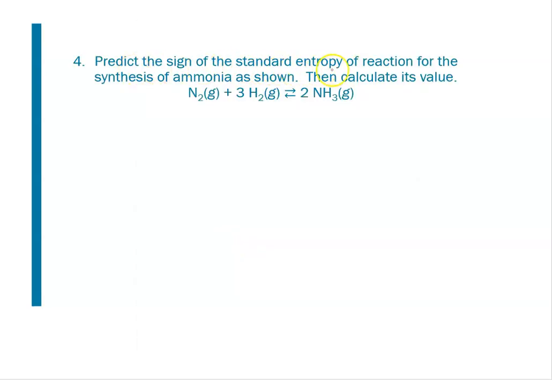It says to predict the sign of the standard entropy of reaction for the synthesis of ammonia as shown, and then calculate its value. All right, so here we're going to predict first. Everything is a gas, so let's look at number of particles. So we have N2 and 3H2, so there's 4 moles on the reactant side, 2 moles on the product side, so there's a state of greater order, so we're going to predict that it's going to be less than 0.